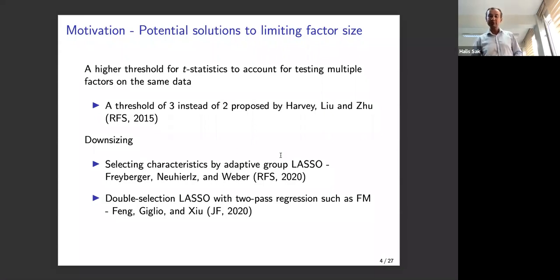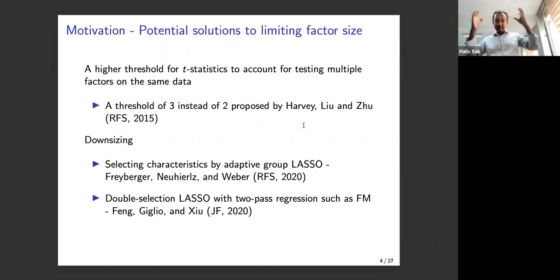And what are the potential solutions to this increase in factors? First, if you look at the Harvey et al. 2015 paper, what they do is simply increase the threshold for t-statistics. And the reason is very obvious. Let me assume that we have data from 1998 to 2016. And I'm trying to understand whether, if I create a portfolio using idiosyncratic volatility, the Fama-French 5-factor model will be able to explain it, right? And if I'm using a threshold of, let me say, 2 for the t-statistic, maybe I will see that the alphas are significant, right?